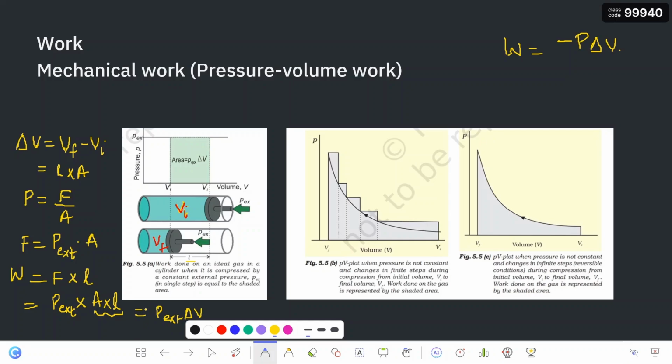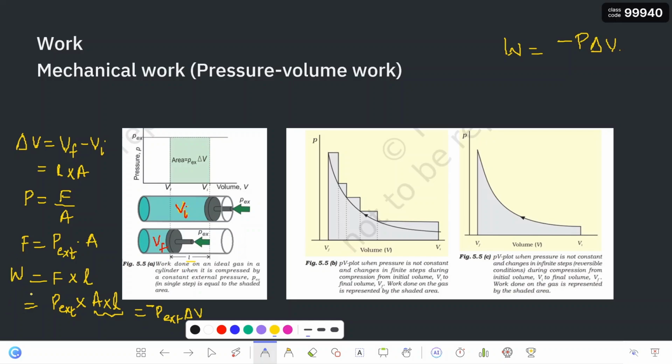But one more thing I will tell you: here I will add a negative symbol. Why am I adding this symbol? Because actually work is done on the system. When work is done on the system, according to sign convention, it should be positive. When work is done by the system, it is negative. When work is done on the system, it should be positive.